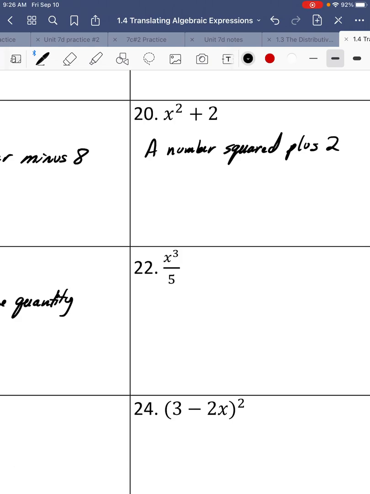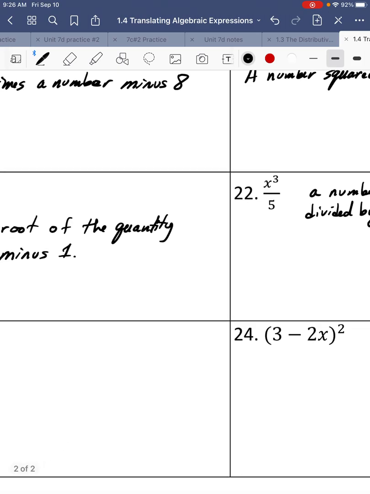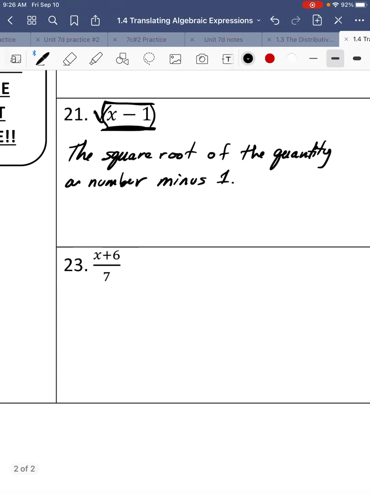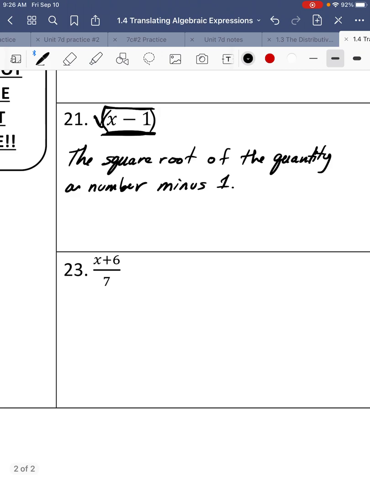So here we have, you could say, probably the easiest way would be to say a number cubed divided by 5. Or you could even say like x to the power of 3. Number 23.